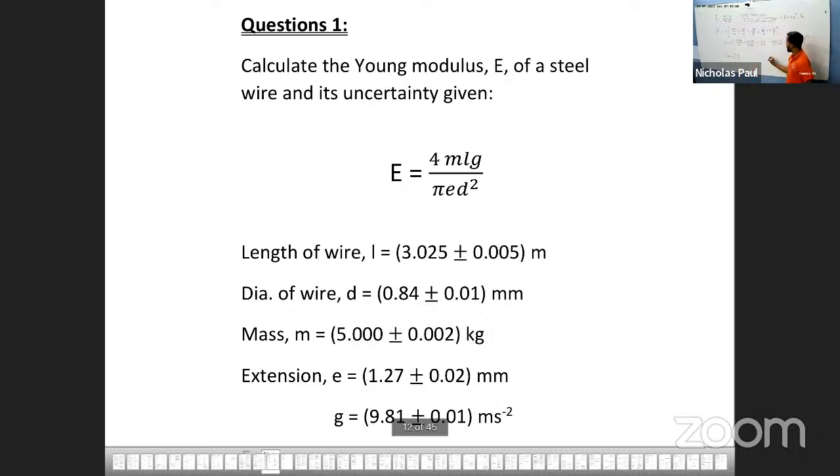Right, we still have to write the final answer. So we had to find a way to put them together, right? Come on, ready? Yeah.